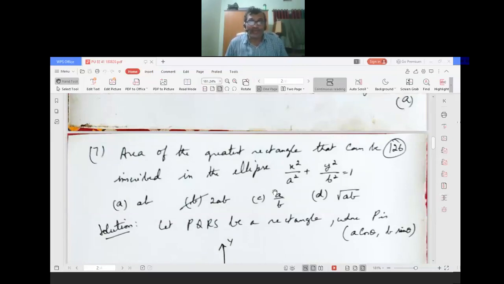Question number 7 is: the area of the greatest rectangle that can be inscribed in the ellipse x squared by a squared plus y squared by b squared equals 1. First option AB, second option 2AB, third option a by b, fourth option root AB. Area of the greatest rectangle, that means maximum area.